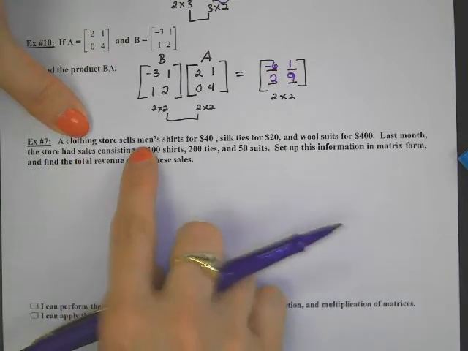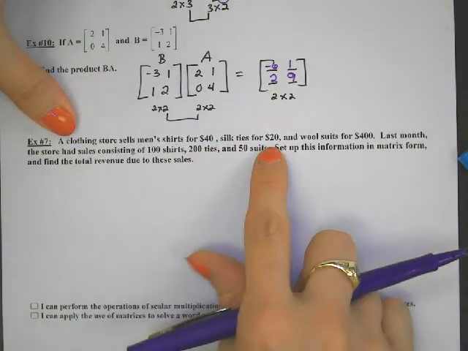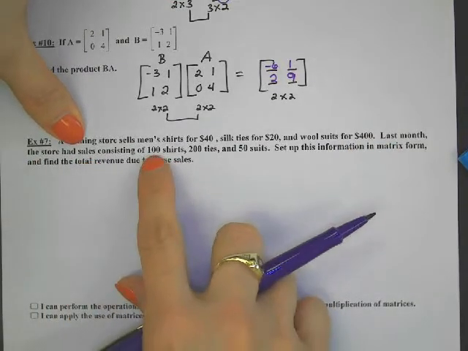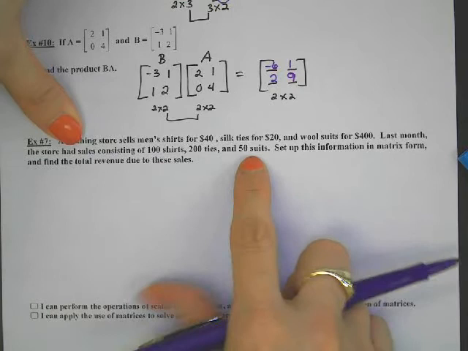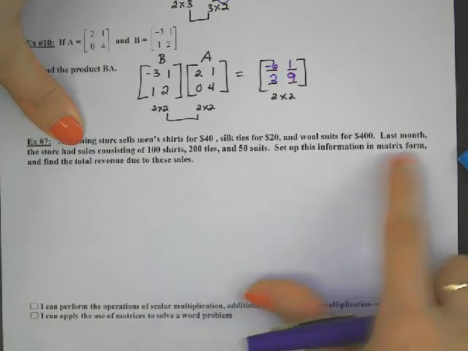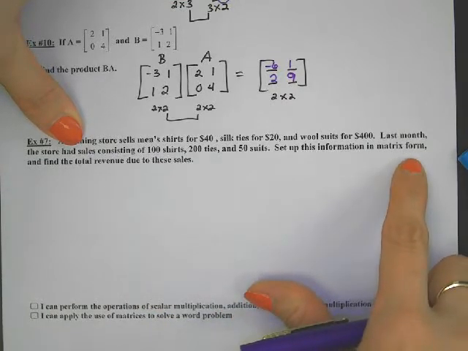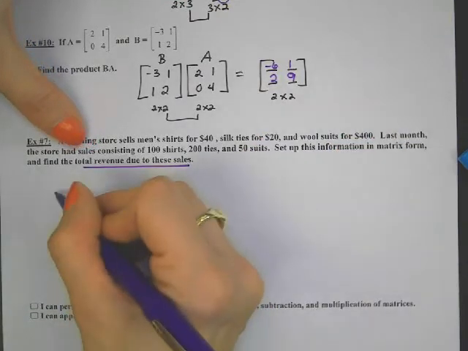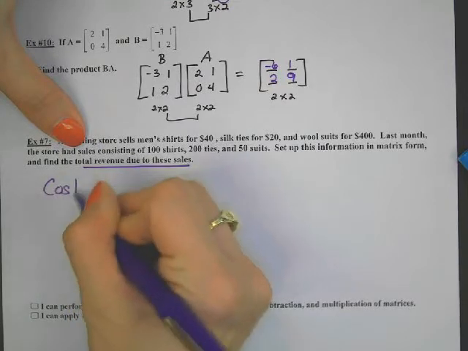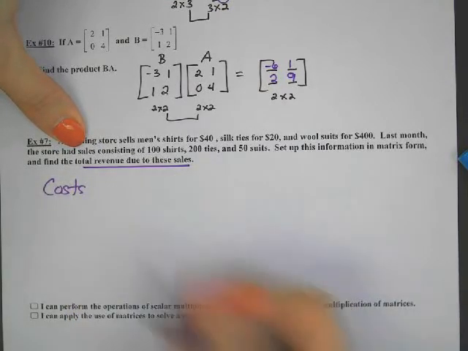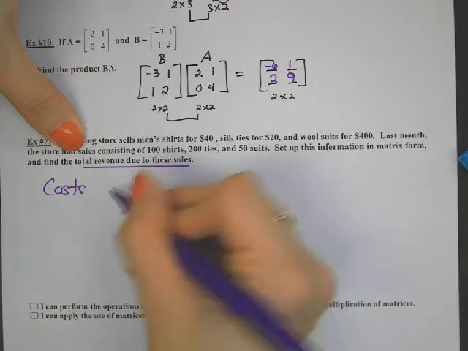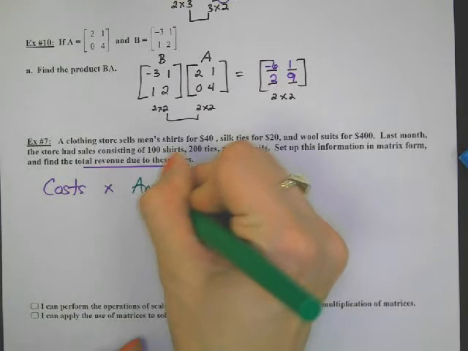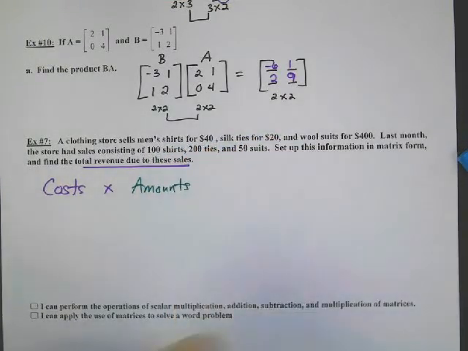A clothing store is selling men's shirts for $40. The silk ties are $20 and the suits are $400. Last month, they had sales consisting of 100 shirts, 200 ties, 50 suits. Set up this information in matrix form, and we're going to find the total revenue. So let's go ahead and make a matrix here. I'm going to put all the costs in a matrix, and then I'm going to multiply the costs by the amounts. And I think that would certainly work.